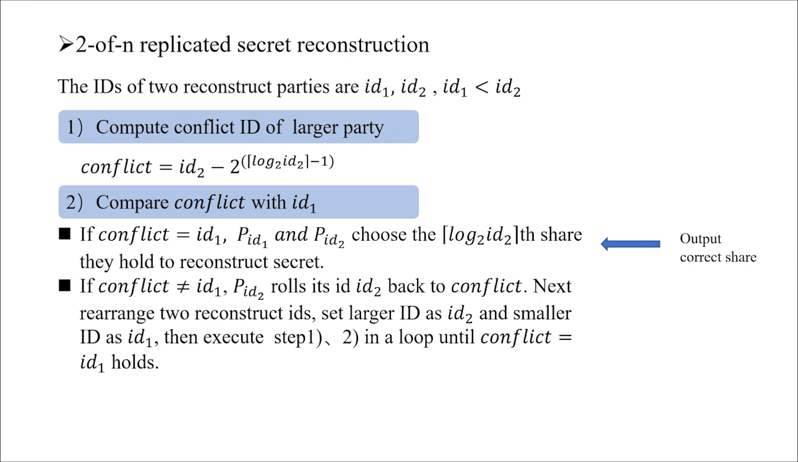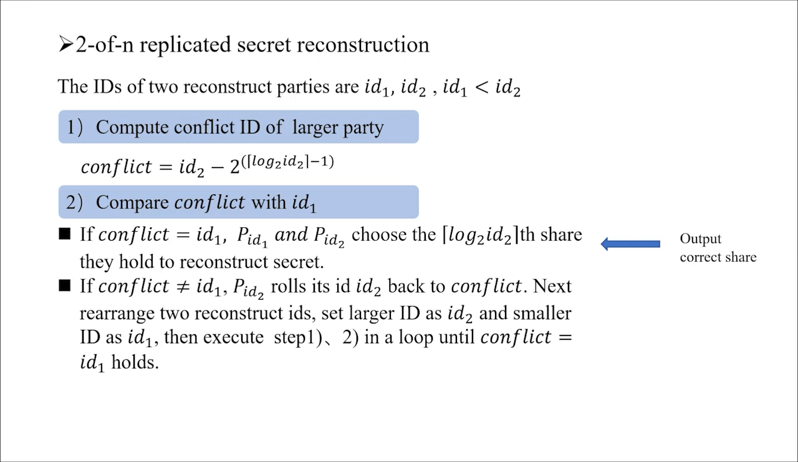If conflict equals ID1, which means the shares of PID1 were copied to PID2 during share generation, then PID1 and PID2 can reconstruct the secret using their first different share, which is the round up log 2 ID2-th share they hold. If conflict does not equal ID1, since the shares of P-conflict were copied to PID2 during share generation, PID2 can use these copied shares to reconstruct the secret with any party whose ID is less than ID2 and not equal to conflict. Obviously, ID1 satisfies this case, so PID2 routes its ID back to conflict.